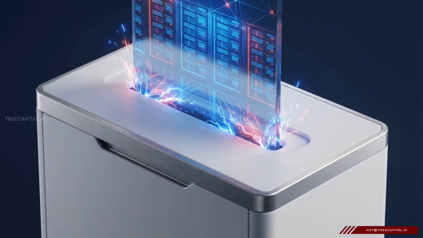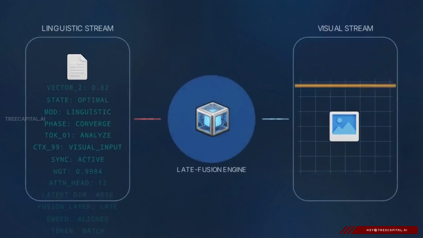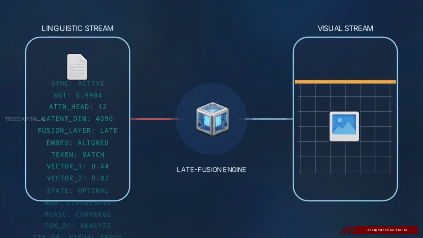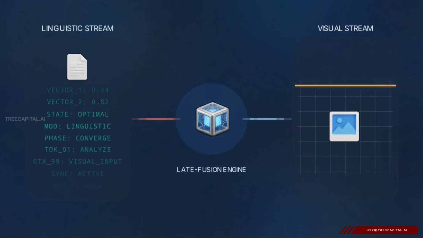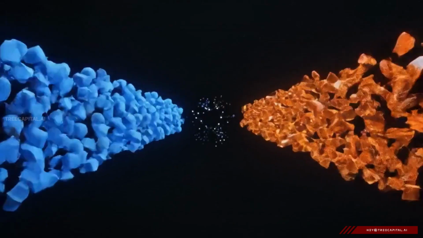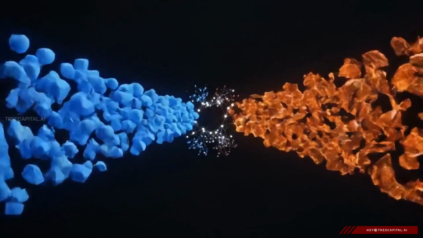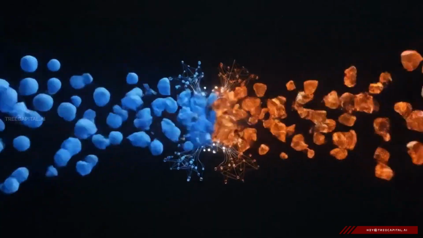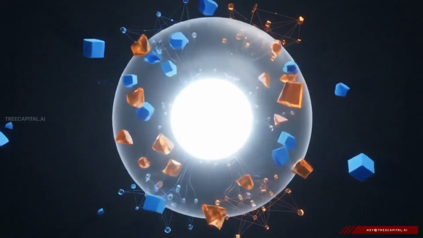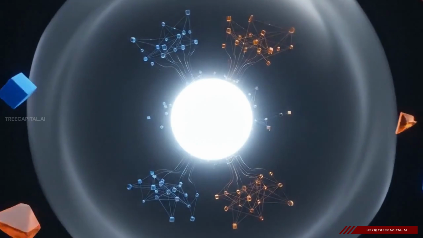Delivering the image to the model is only the first step. The language model must possess the neural architecture to analyze linguistic and visual information simultaneously. Treecapital engineered the Anven 1.1 model to meet this dual processing requirement. It operates as a 3 billion parameter multimodal reasoning engine.